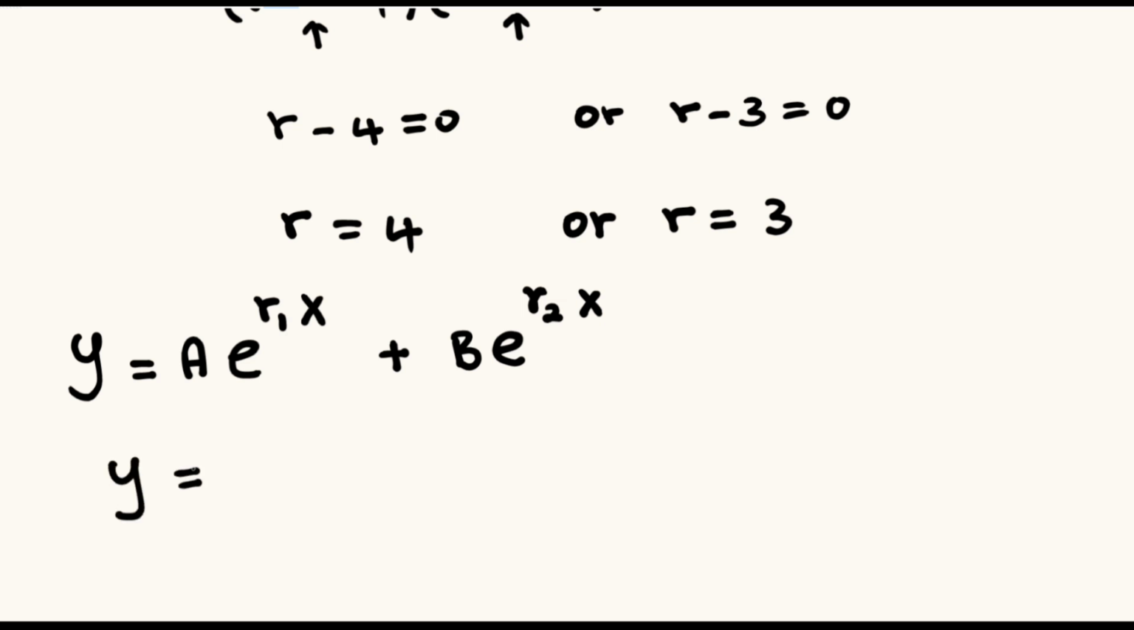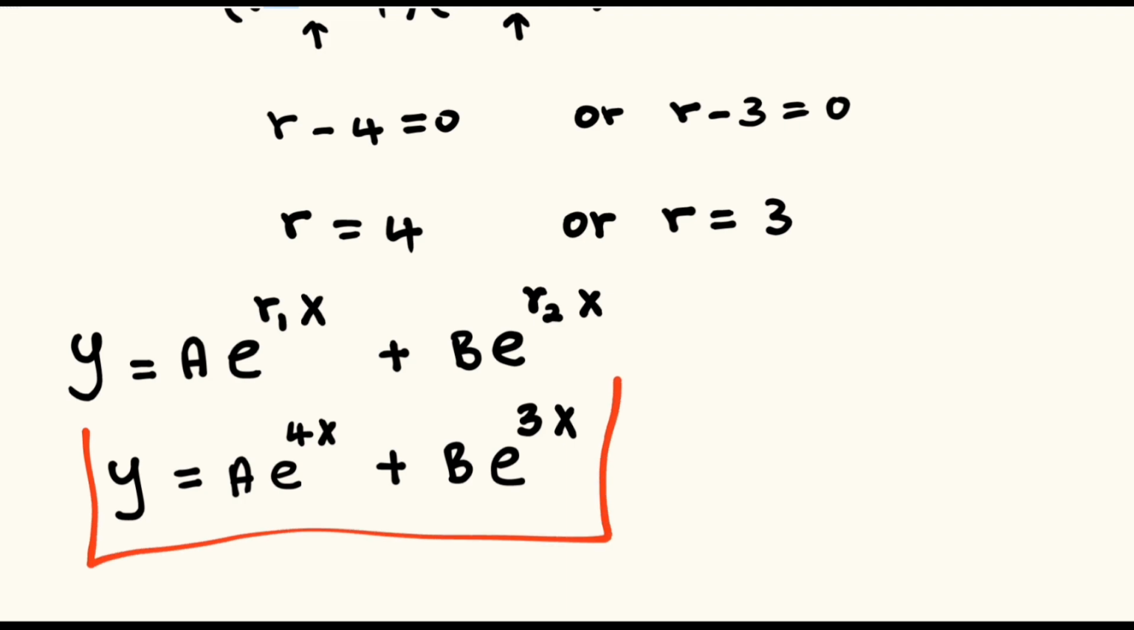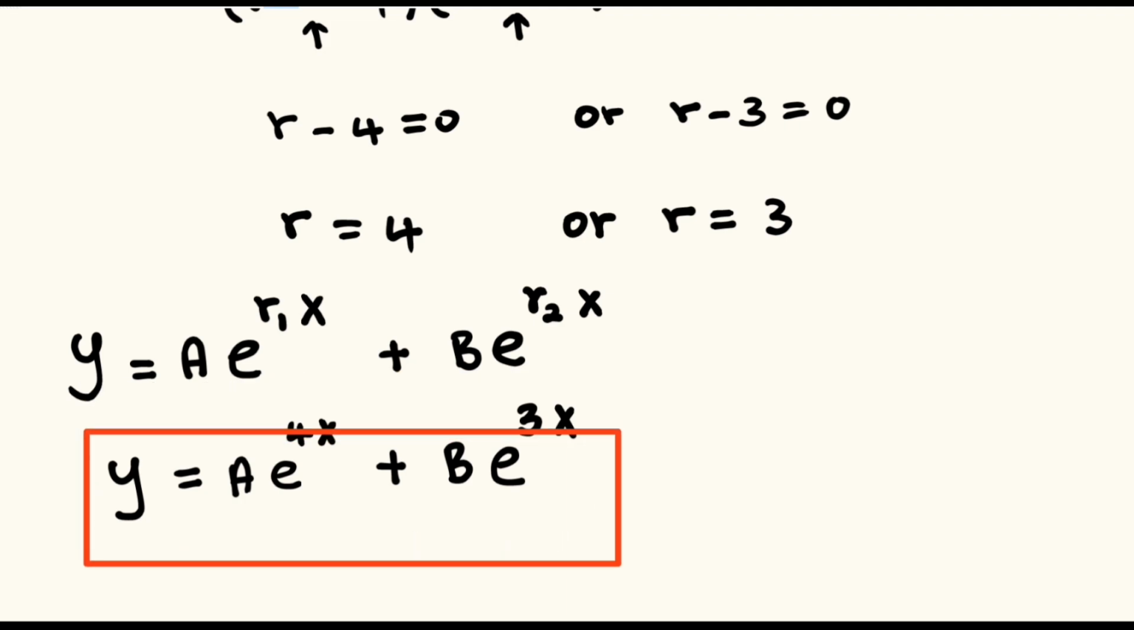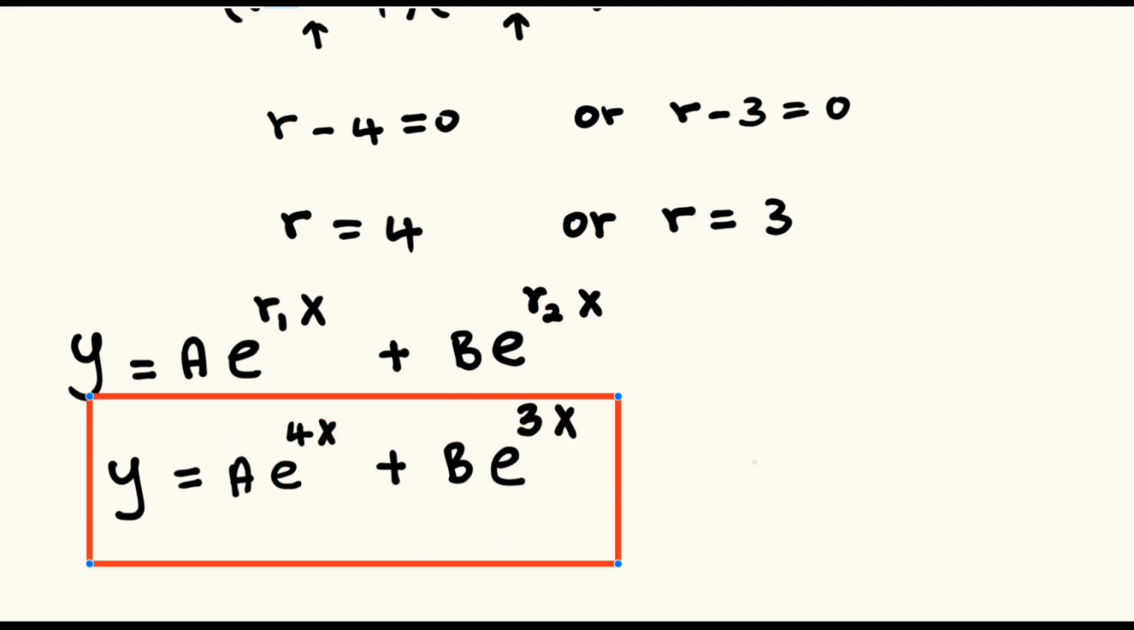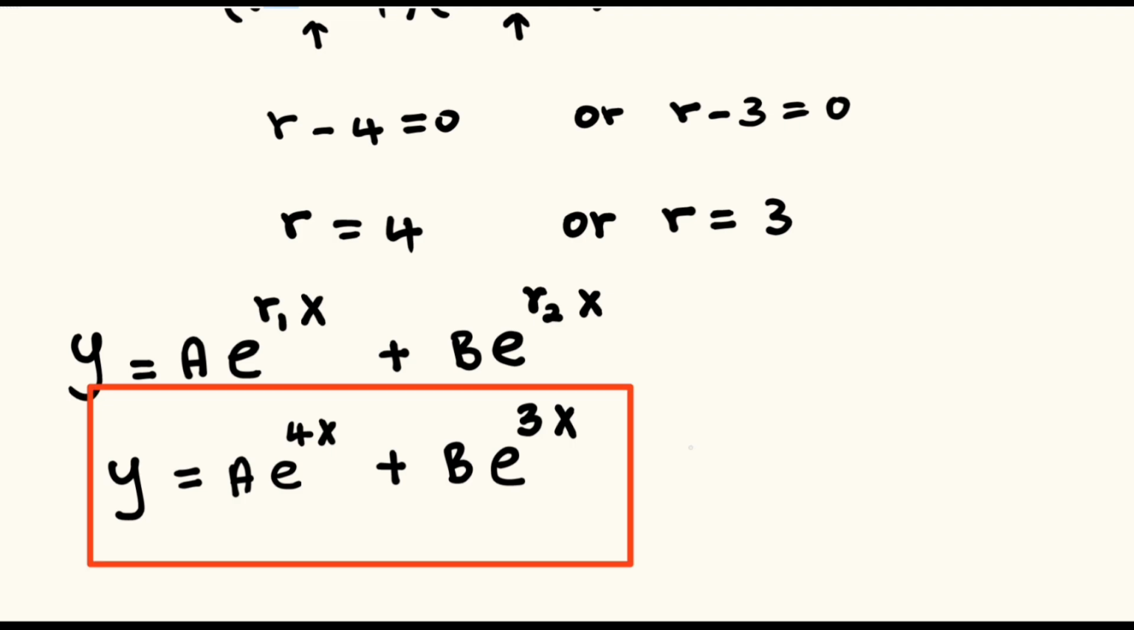So the first root we determined was equal to 4, so in the place of r1 we substitute the 4, and the other root we determined to be equal to 3, so in the place of r2 we will substitute the 3. This will be the general solution of our second order differential equation, provided that the roots are not the same.